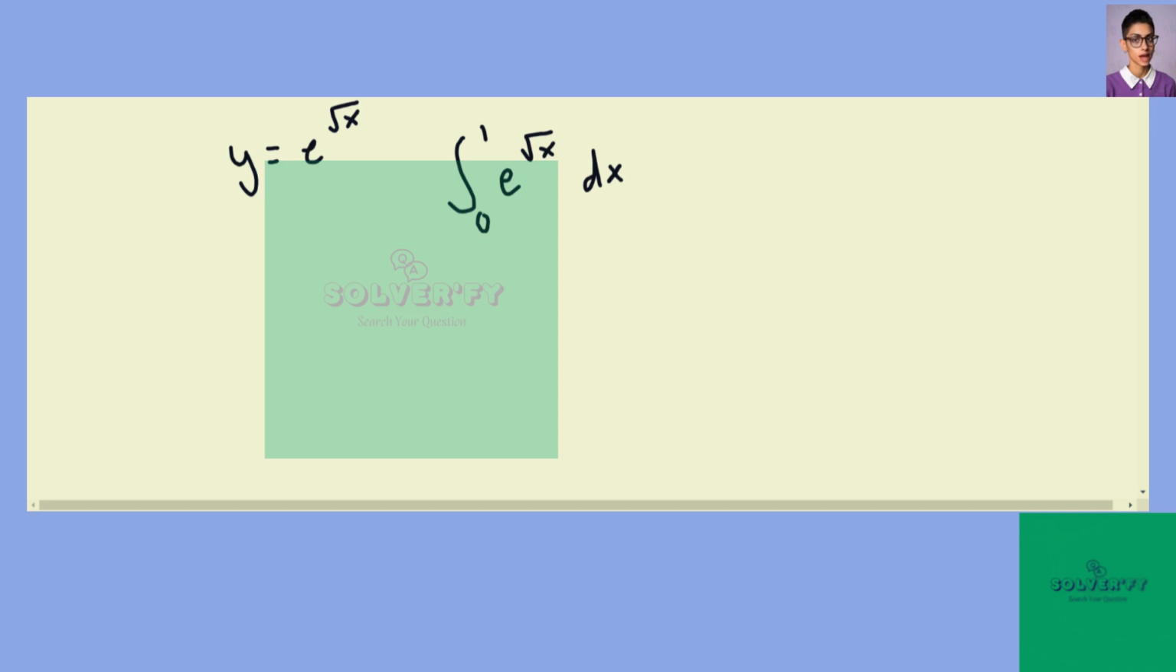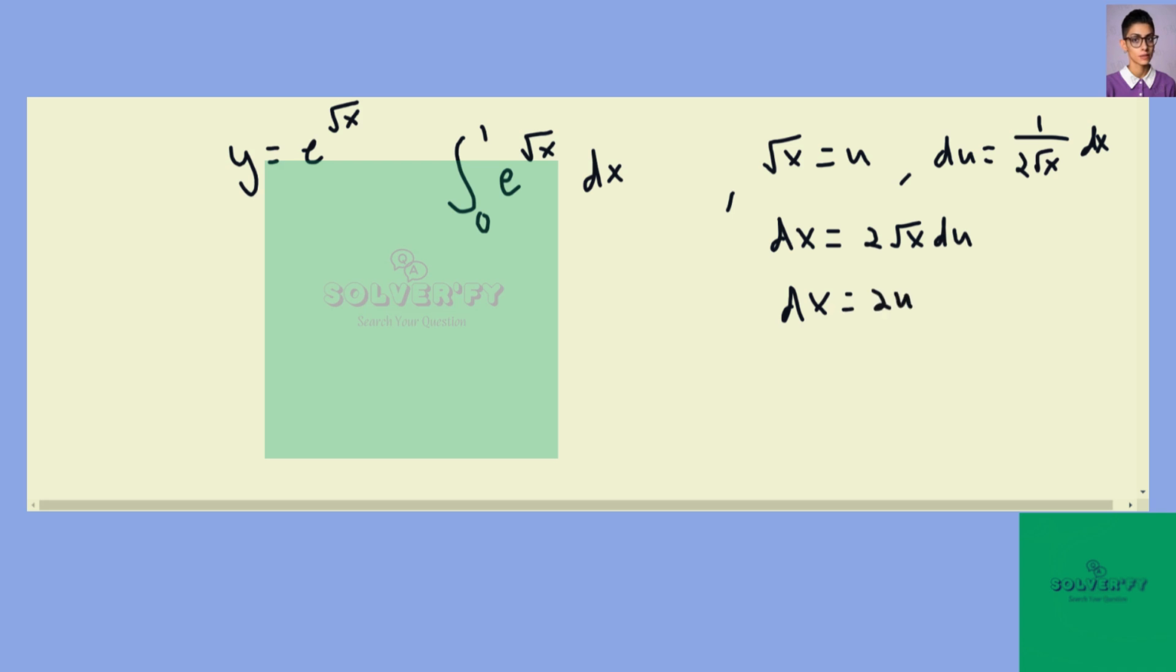And if you integrate this, you'll have to substitute your square root x as u, and then your du would be equal to 1 over 2 square root x dx. And we know when x is 0, u is 0, x is 1, u is 1, and then we'd have dx is equal to 2 root x du. We know dx can also be 2u du.